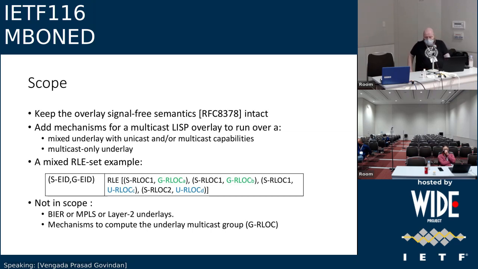And of course, what we have not included are layer 2 underlays, where LISP provides Ethernet as a service, which we have not considered here, or any other underlay like BIER or MPLS. It's not that we don't want to, we just don't cover it in the draft. And we don't have any mechanisms to compute the underlay multicast group. They could use any kind of hashing function or lookup mechanism. The previous work that was presented had very good mechanisms for group allocation, which are not covered in the draft. So we don't talk about any such things.